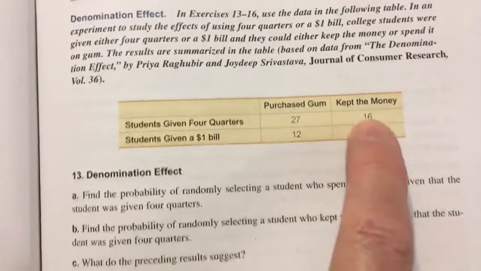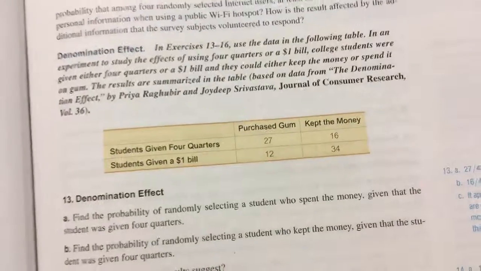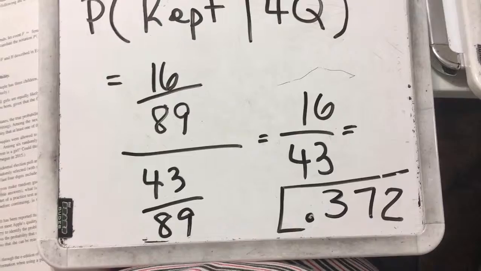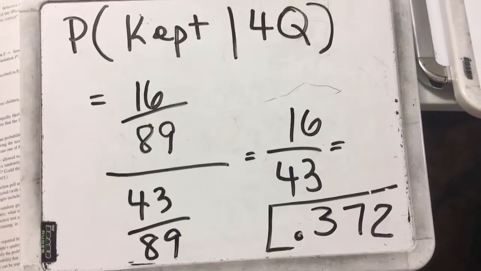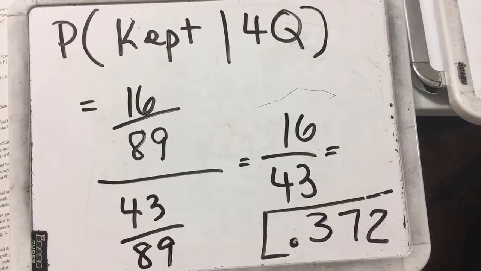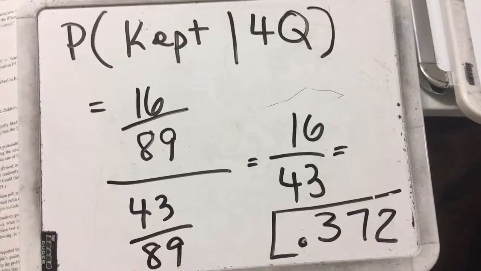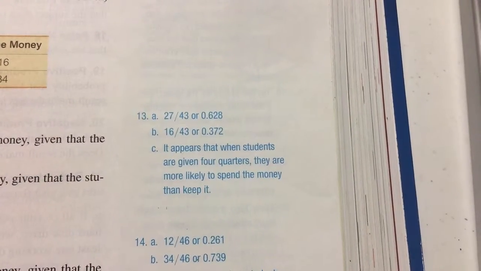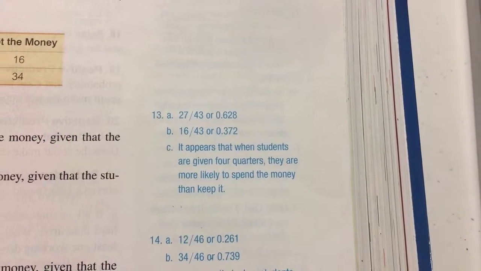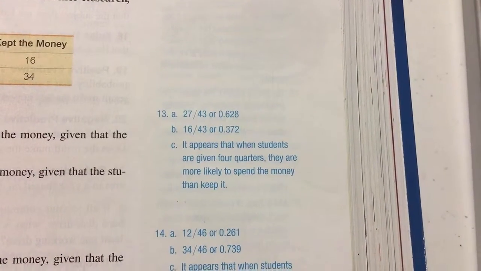So we have 27 and 16. We add them together, we get the 43 out of 89 total. So this is my B calculation here, and I end up with 0.372, which is not half of the other one, but quite reduced from the 0.628. And these are the answers right out of the book. It appears that when students are given 4 quarters, they are more likely to spend the money than to keep it.